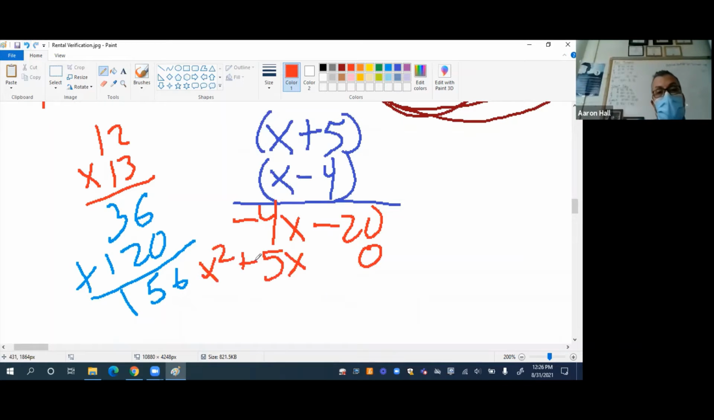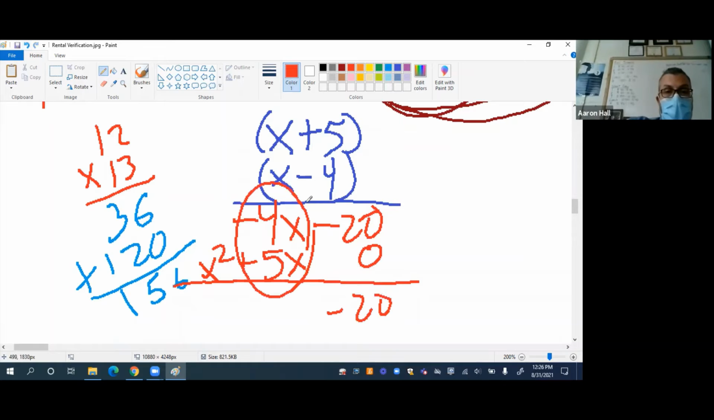And then what do we do? Add. Combine like terms. We're going to combine these to get negative 20. Can add these or combine those. We get positive x. Combine this. There's nothing to combine. X squared. We get x squared.